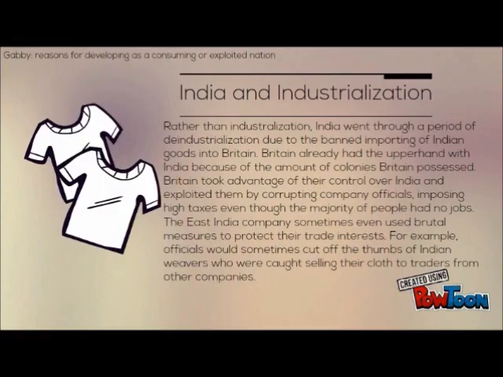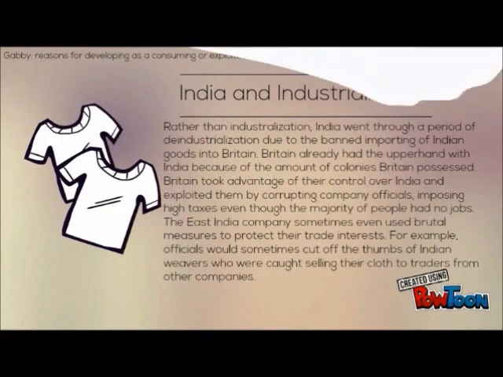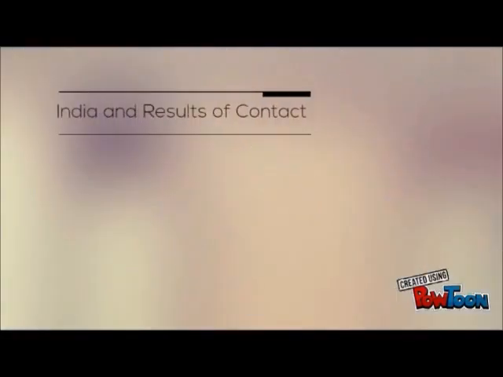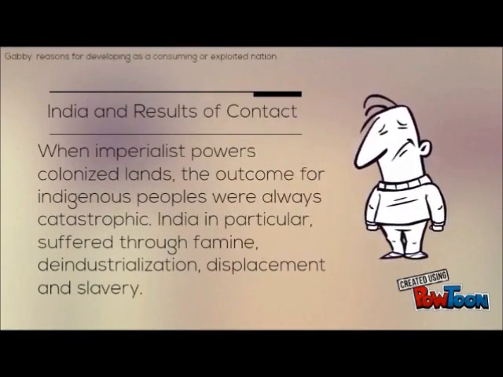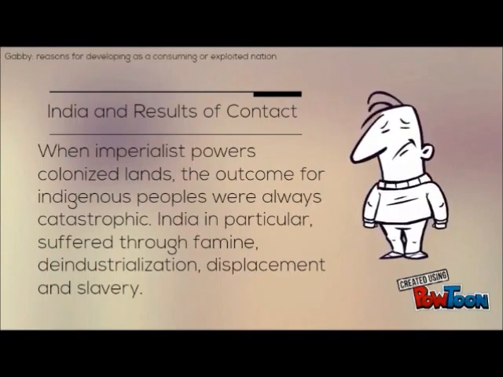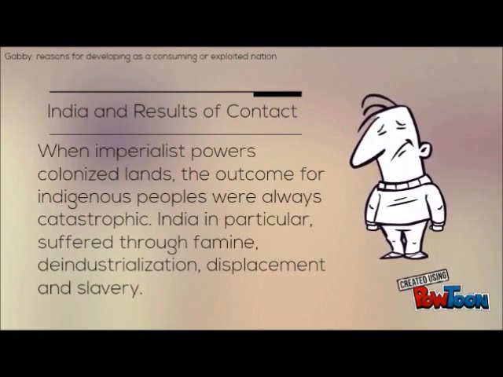The East India Company sometimes even used brutal measures to protect their trade interests. For example, officials would sometimes cut off the thumbs of Indian weavers who were caught selling their cloth to traders from other companies. When imperialist powers colonized lands, the outcome for indigenous peoples were always catastrophic. India, in particular, suffered through famine, deindustrialization, displacement, and slavery.